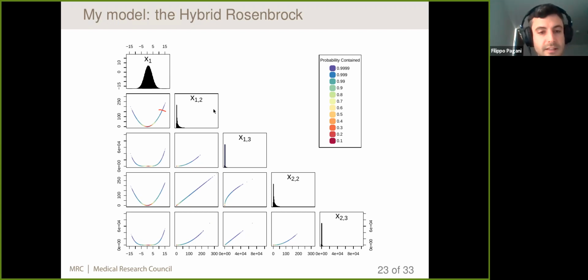So this distribution is particularly hard to sample from, the one you see, which is just an example of the hybrid Rosenbrock model with certain parameters and a certain block structure. This is hard to sample from because it's narrow, it's curved, and if you look at the scales here, this is about 30, this is about 250. This is a lot.